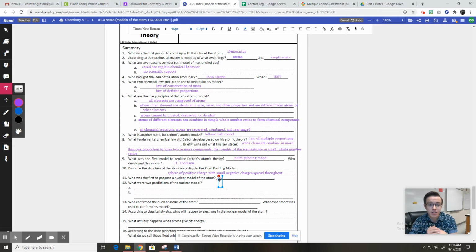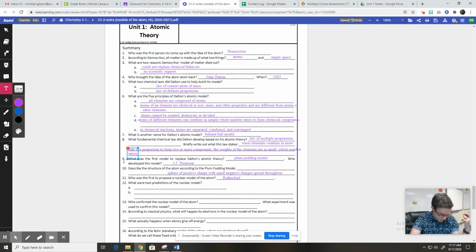Now, someone conducted an experiment using the gold foil experiment. Hopefully you remember who that is. And he found out that the atom has a nucleus, and he called his model the nuclear model, and that was Rutherford. Remember Rutherford's gold foil experiment. He was the first to propose the nuclear model, or a model with a nucleus.